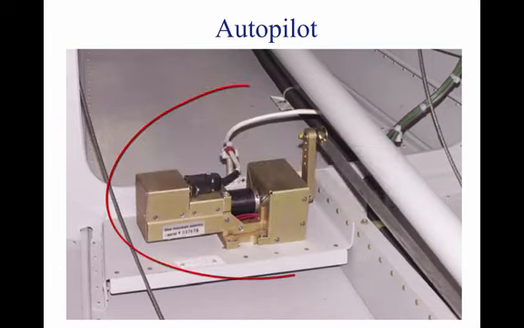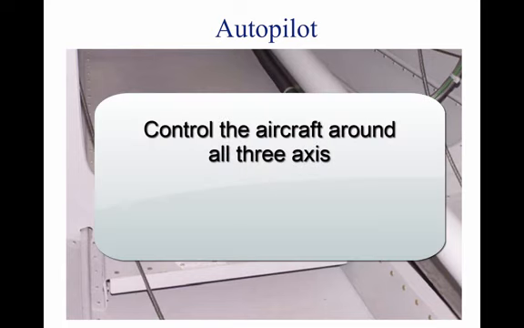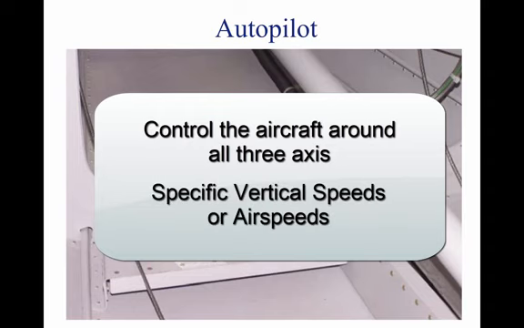A simple autopilot, as shown above, might be able to only keep the nose of the aircraft in level, pitch up or pitch down flight. Another autopilot system might only be able to keep the wings level or be able to turn to a certain heading. More complex autopilot systems can control the aircraft about all 3 axes, and even more advanced autopilots will have a feature that allows for specific vertical speeds or airspeeds.